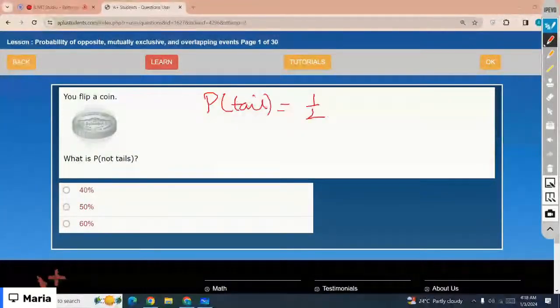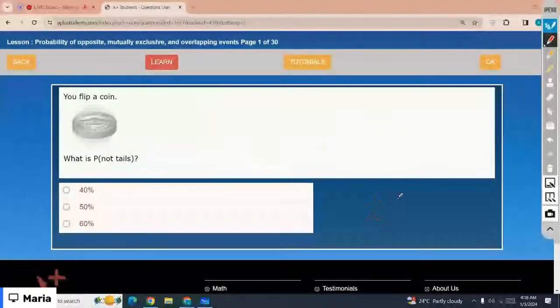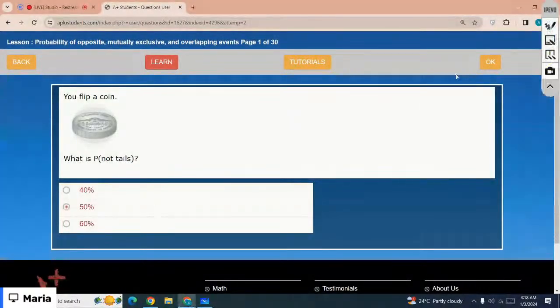The total choices are 2, one of them is head. Then the probability of not tail is 1 minus 1 over 2, right? Subtract them like you do with fractions. 1 minus 1 over 2 is half. Put it in percentage form, divide and multiply by 100. So the correct option is 50%. The probability of not tails is 50%. Got it?